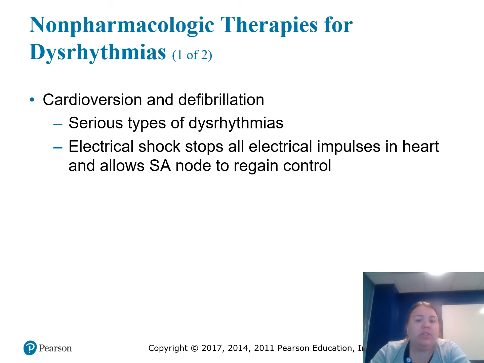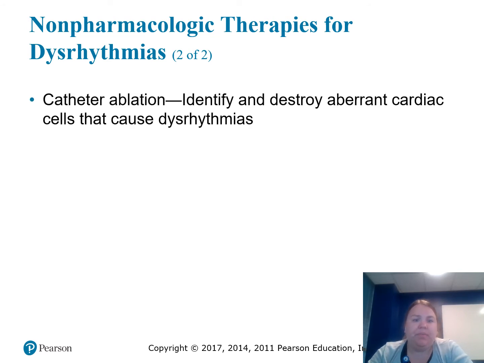Now, with cardioversion and defibrillation, there's an electrical shock that stops all the electrical impulse in the heart and allows that SA node to gain control again. Now, you'll hear that they restart the heart. That's what they're doing here. Now there's catheter ablation. It's a procedure that scars tissue, and that attacks the scar tissue in your heart to block the abnormal electrical signals. It's really used to help restore a normal heart rhythm.